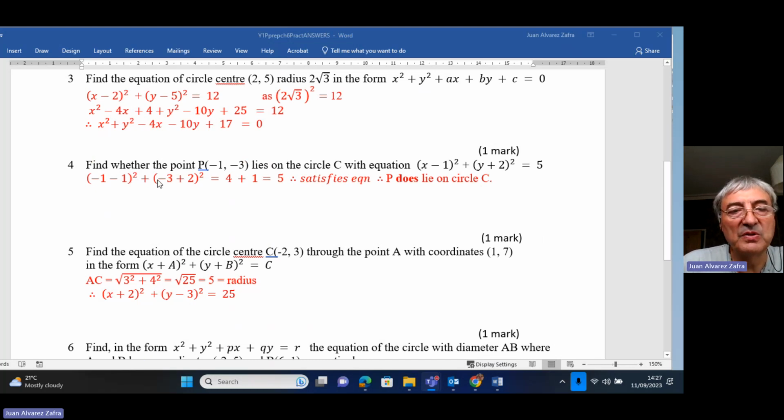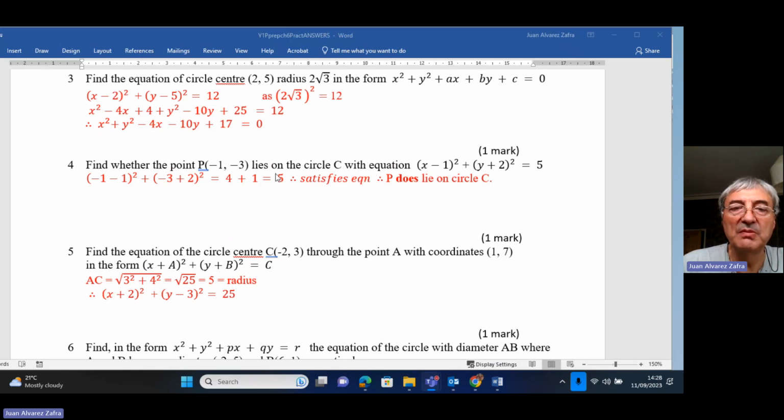Question 4, find whether the point minus 1, minus 3 lies on the circle with the equation x minus 1 squared plus y plus 2 squared equals 5. Well, if we substitute the values of the coordinates x and y being minus 1 and minus 3 into the equation, we get minus 1 minus 1, which is minus 2, squared is 4. Minus 3 plus 2 is minus 1, squared is 1. And 4 plus 1 is indeed 5. So it does satisfy the equation, and the point does lie on the circle.